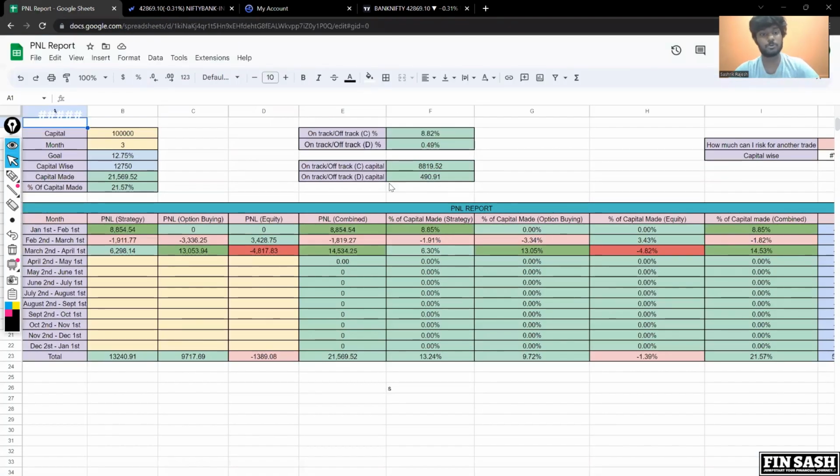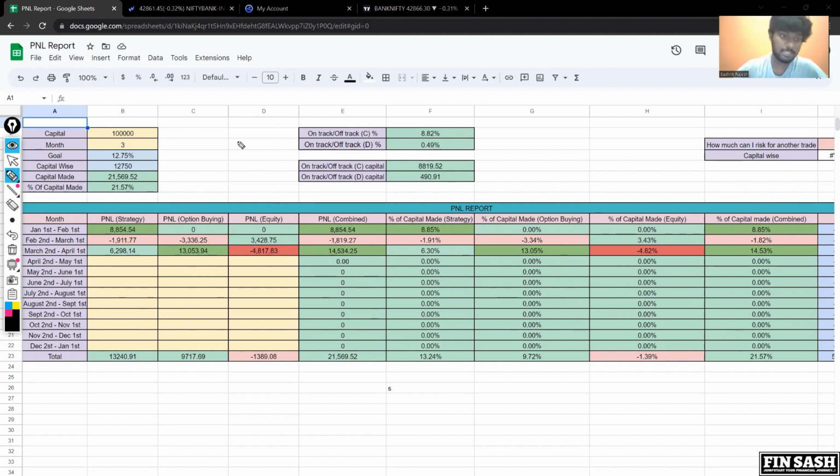So let's get into the report right now. This report basically shows me how much I made from my strategy, how much I made from an option buying strategy, and how much I made from an equity strategy. So this is a strategy which I gave out on YouTube. The option buying and equity strategies I didn't give out on YouTube because they're slightly riskier and the risk management for that is a little bit different. So I didn't want you guys to lose money. That's why I didn't give out a risky strategy.